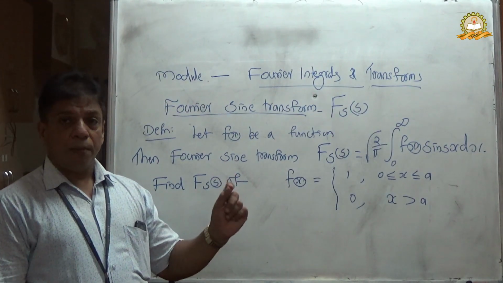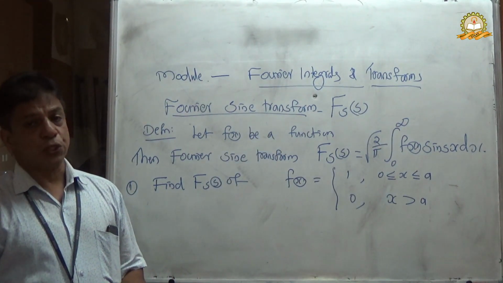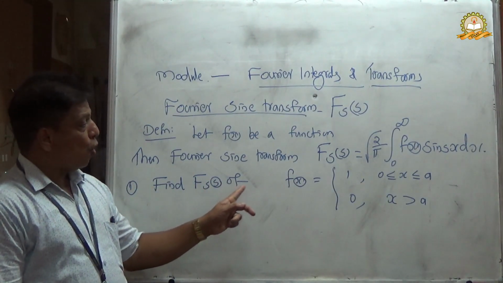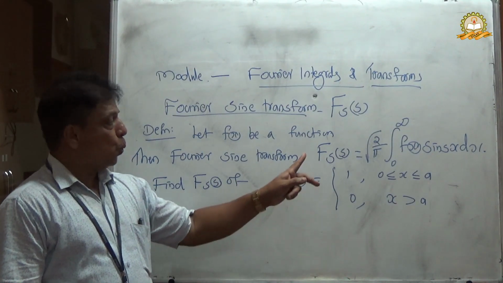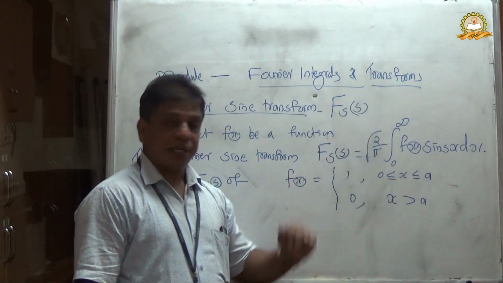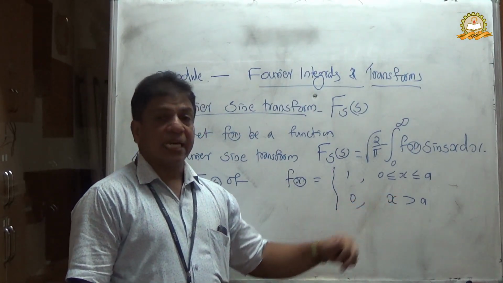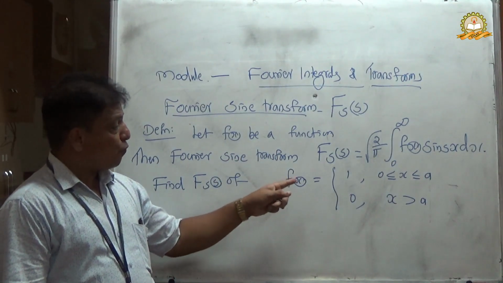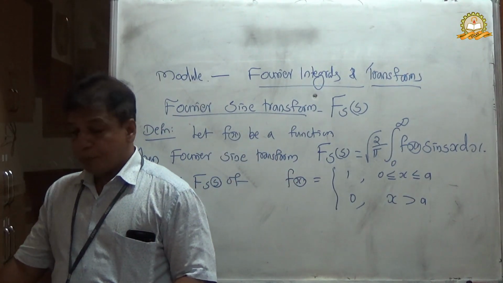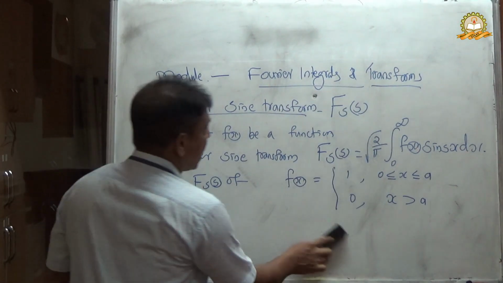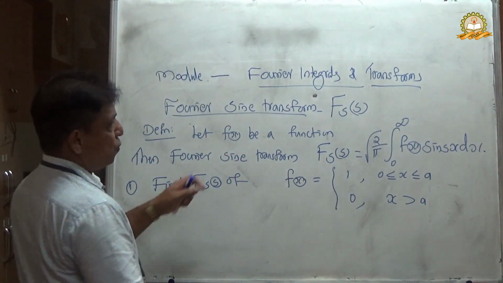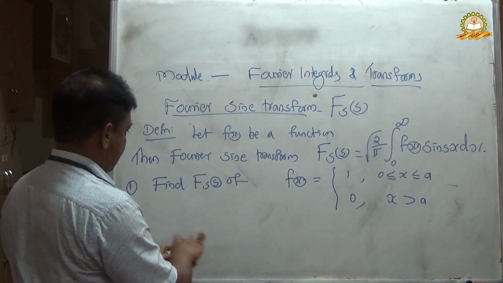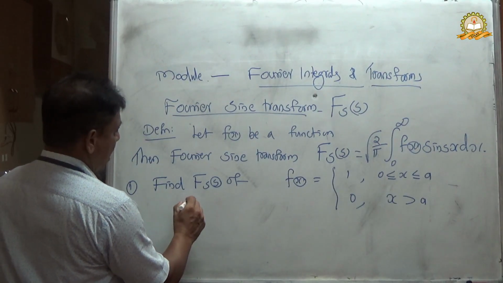We can do one problem based on this Fourier sine transform. The problem: find the Fourier sine transform of f of x equal to 1 in the interval 0 to a, and 0 for x greater than a. Here we have to find the Fourier sine transform of the given function. First we write the formula.